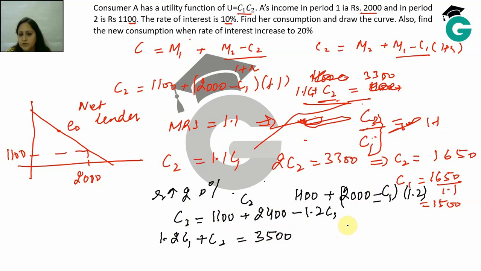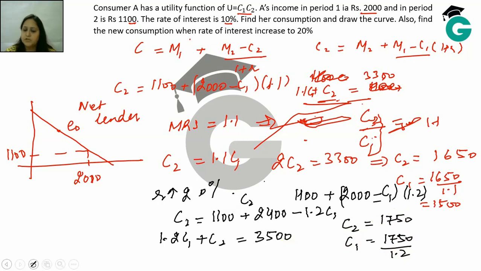So when you solve it, you get C2 to be equal to 1750 and C1 will then be 1750 divided by 1.2, which comes out to be 1458.33. So let me approximate it to 1459. So 1459 comma 1750 is my new bundle. That means my E1 is actually lying somewhere to the left.